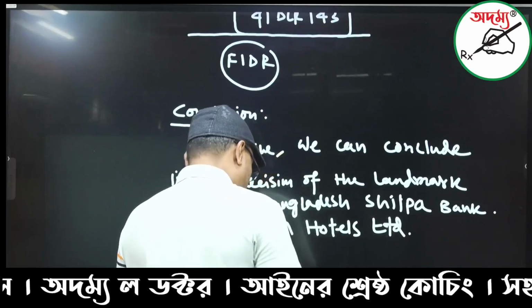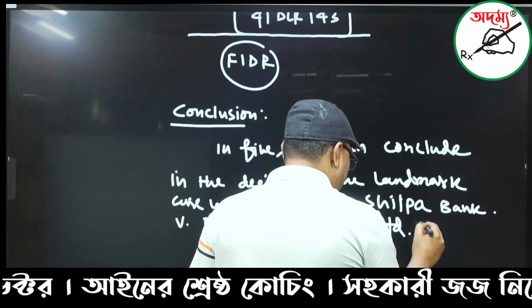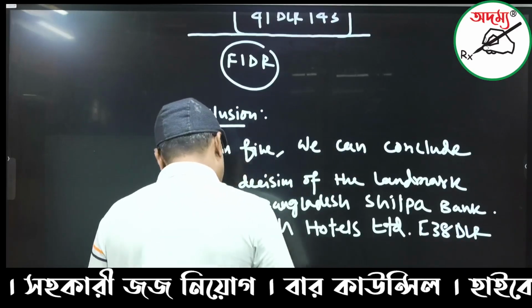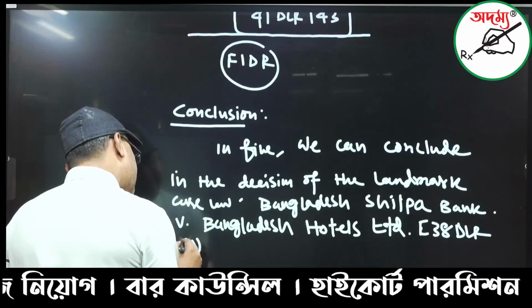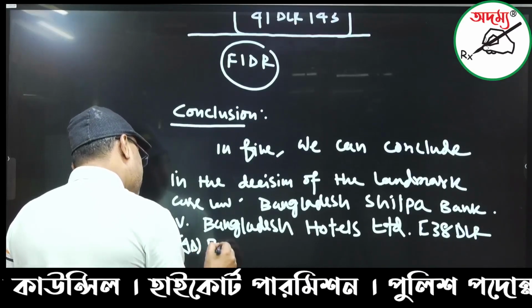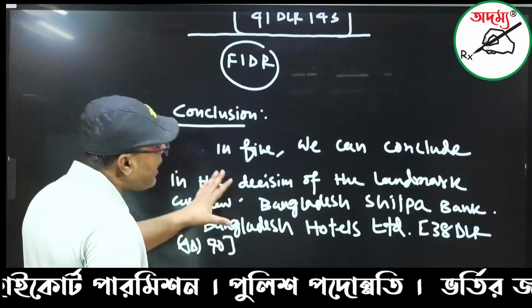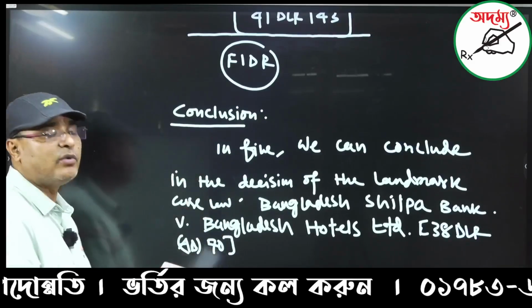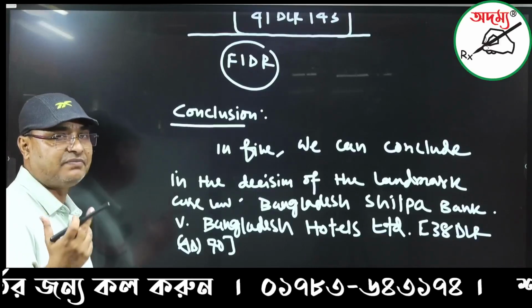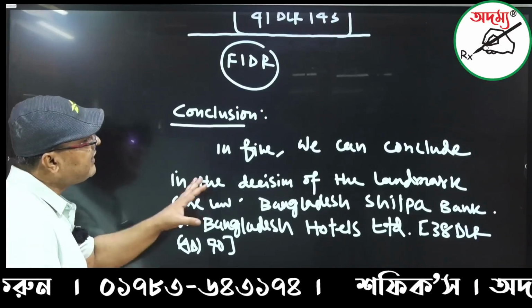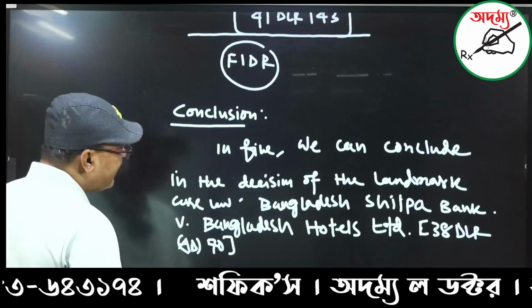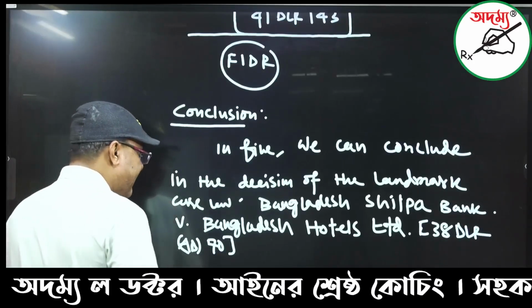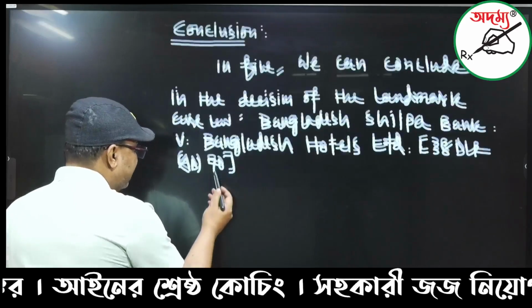Bangladesh Hotels Limited. So this is the case law, 38, maybe 38 DLR Appellate Division. You know, what is the judgment from the side of the Appellate Division? And page number 70. In this case, how to actually write this in concrete remarks? You have to follow the instruction as we are going to be barristers and renowned advocates in our country. And finally, we can conclude in the decision of the landmark case law Bangladesh Shilpo Bank versus Bangladesh Hotels Limited, 38 DLR Appellate Division 70.